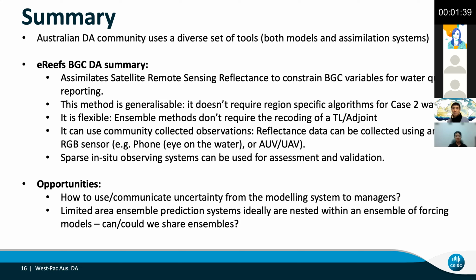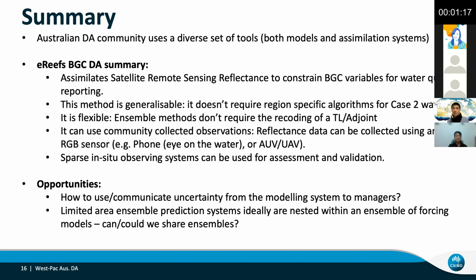It sounds like a lot of people are using ensemble-based methods, as well as some of the 4D-Var methods that can produce estimates of uncertainty. And we'd be really interested to know how others have been communicating estimates of uncertainty from their ensemble prediction systems to managers.